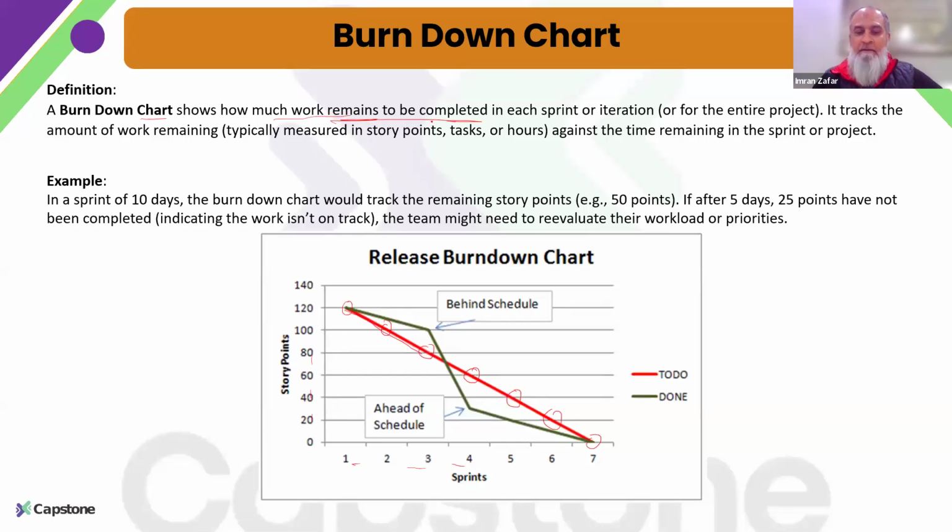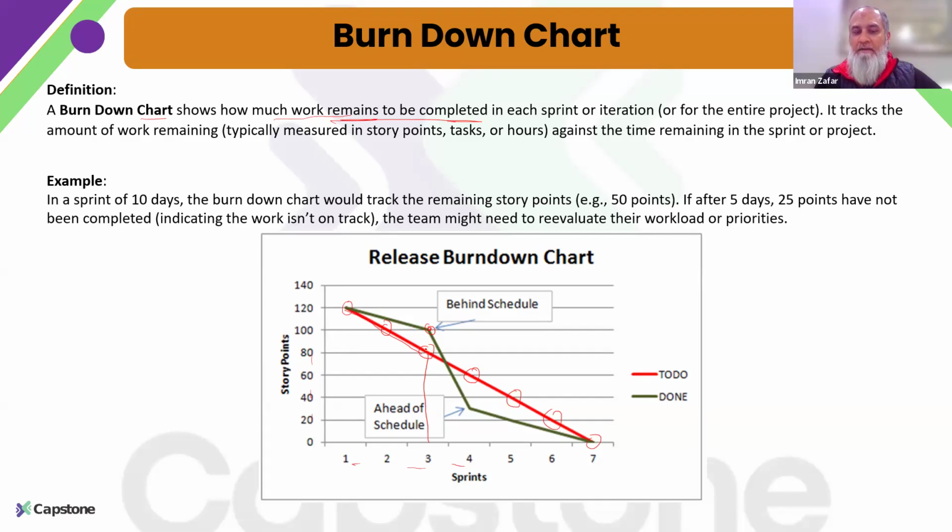So let's say at this point of time, at the end of the third sprint, we should be left with 80 user story points. But what we are actually seeing is that we are left with 100 user story points. So what this is telling us is that we are behind schedule.